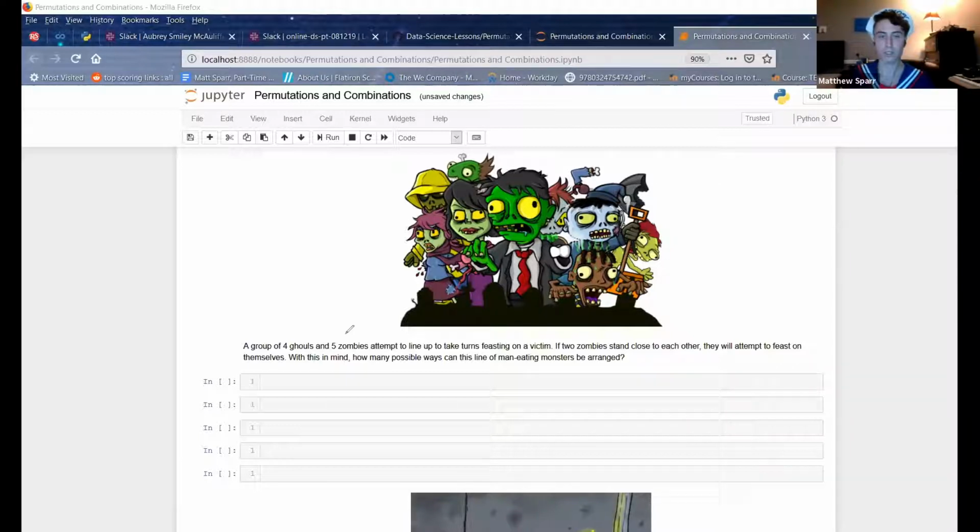The way to think about this is to draw it out. If we have 4 ghouls and 5 zombies, how can we line them up so that no zombies are next to each other? Well, we have to alternate: zombie, ghoul, zombie, ghoul, zombie, ghoul, zombie, ghoul, and zombie. So this is basically the only way we can lay it out. To calculate the possible ways this can be arranged, we can break it down. The zombies have to stay in those spots, but this could be zombie 1, zombie 2, zombie 3, and they could all switch around.